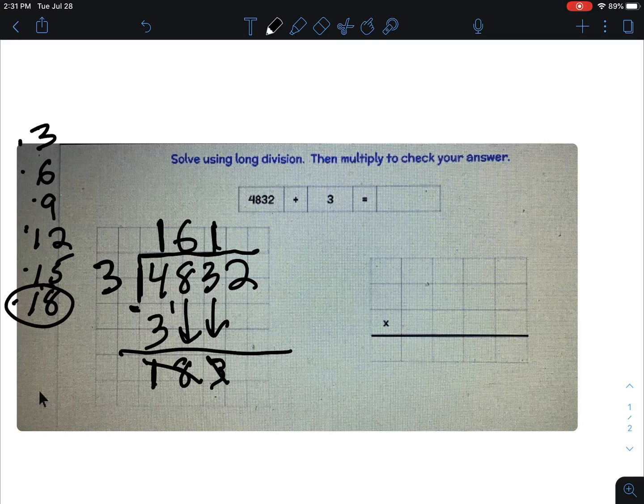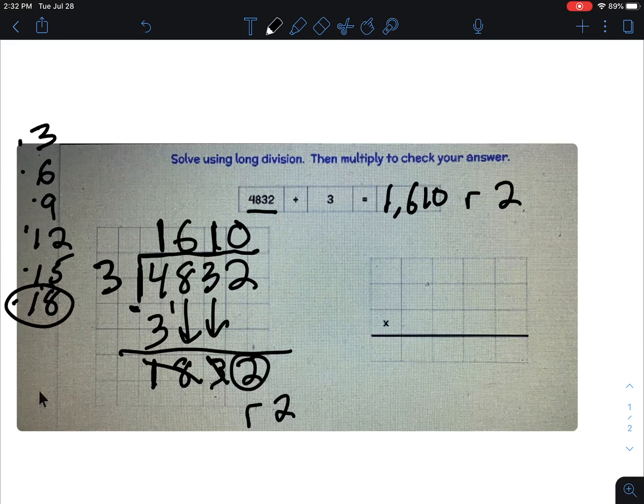How many 3's go into 3? Oh, 1, right? 1 times 3 is 3. And then I have a 2. How many 3's go into 2? That's right, 0. 3 does not fit into 2. So I have a remainder of 2. So my answer is 1,610 remainder of 2.